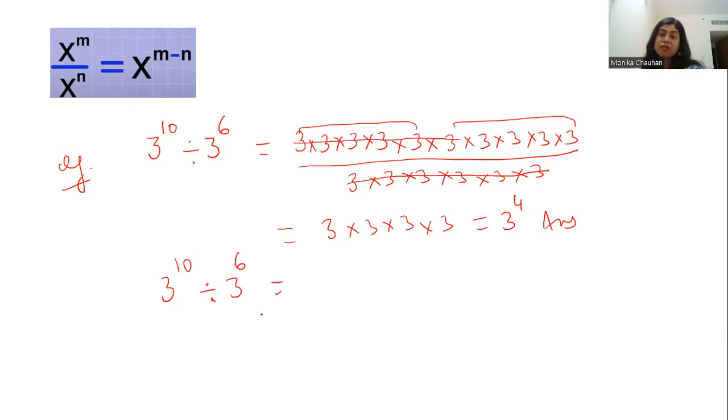Most important, this division rule we apply where you have the same base and different powers. So 3 raised to the power 10 minus 6, even then you get the same answer. So I will advise each one of you to remember the rules. Next.